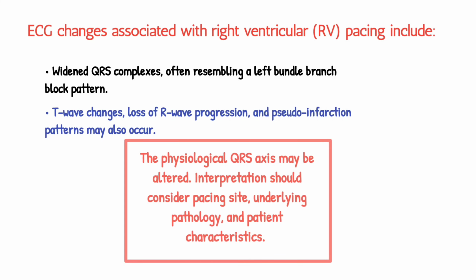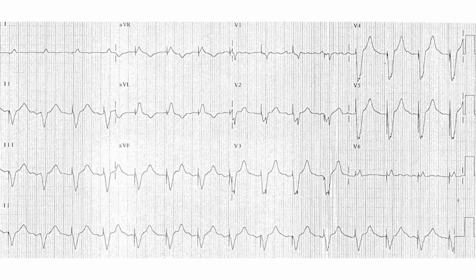Now here at the end is another example of right ventricular pacing ECG. The underlying native rhythm is probably chaotic atrial fibrillation. There are several possible waves visible in lead V1, but otherwise the atrial activity is chaotic.